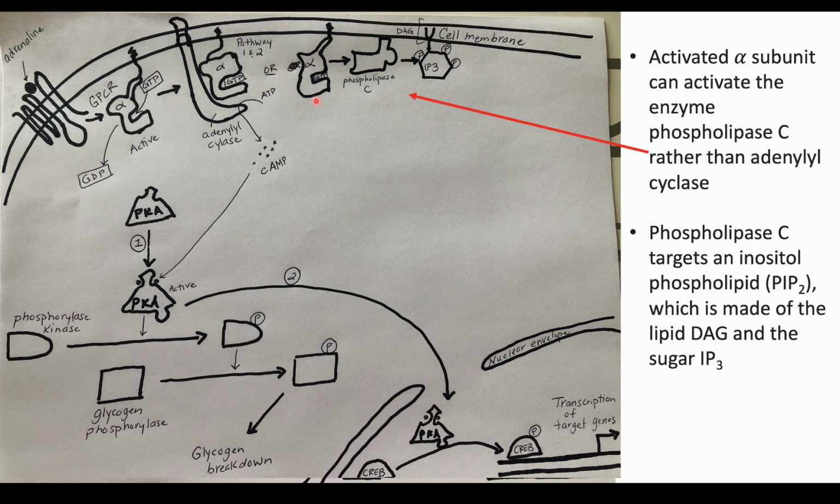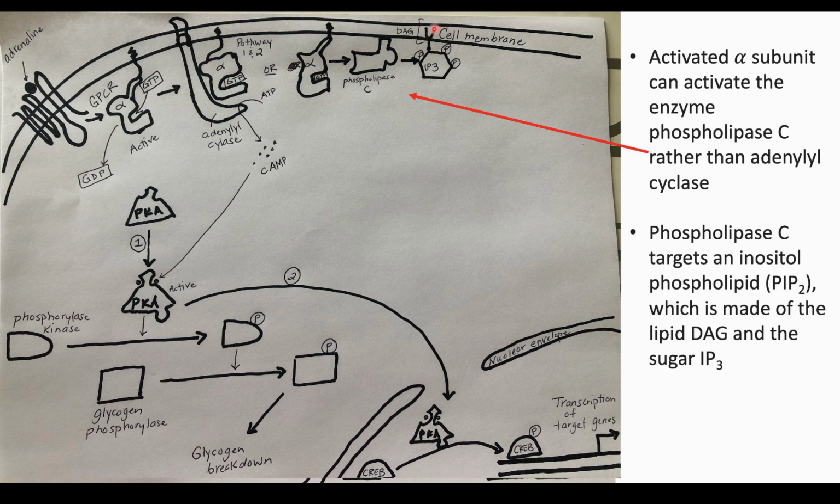However, this pathway can diverge earlier in some cell types, and rather than the activated alpha subunit targeting adenylyl cyclase, its target is another enzyme called phospholipase C. What phospholipase C does is target an inositol phospholipid. This is a molecule that is made of a lipid, this diacylglycerol.